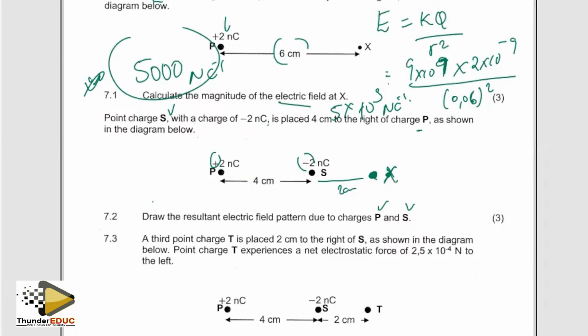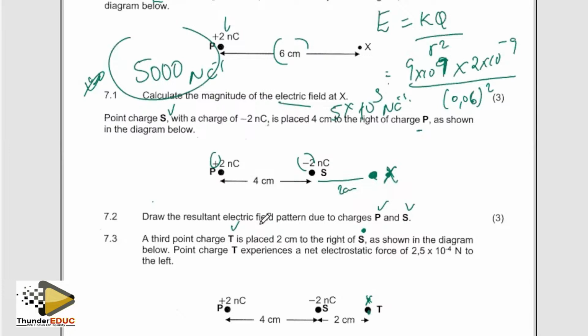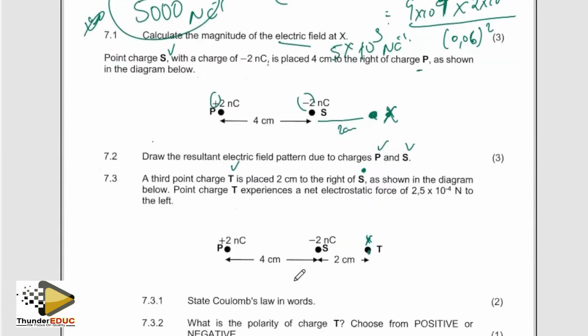Then 7.3, they're telling us that now there's a third point charge T that is placed 2 centimeters to the right of S. Now remember, this was point X, the same as the X point from the original. Now we are replacing X with just a charge T, 2 centimeters to the right of S as shown in the diagram. Point charge T will experience a net electrostatic force of this much to the left, which means the net force is negative, based on the direction.